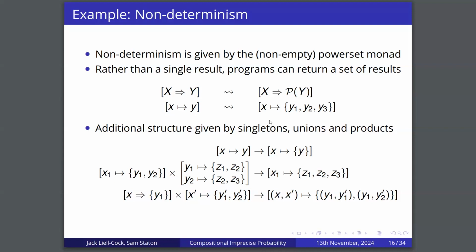And here, when we want to compose these functions side by side instead of one after the other, we basically take the outcomes of the two functions and then we take the product of them. So we have a function x to y1 and x dash to y1 dash. When we compose them monoidally, as we call it, so side by side, we get a program from x and x dash to y1 y1 dash, y2 y1 dash, and so on.